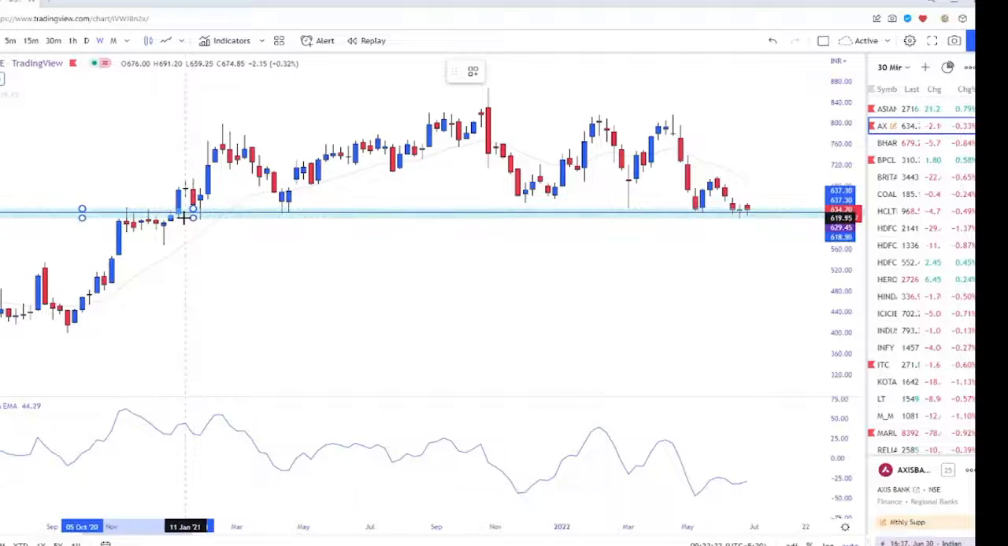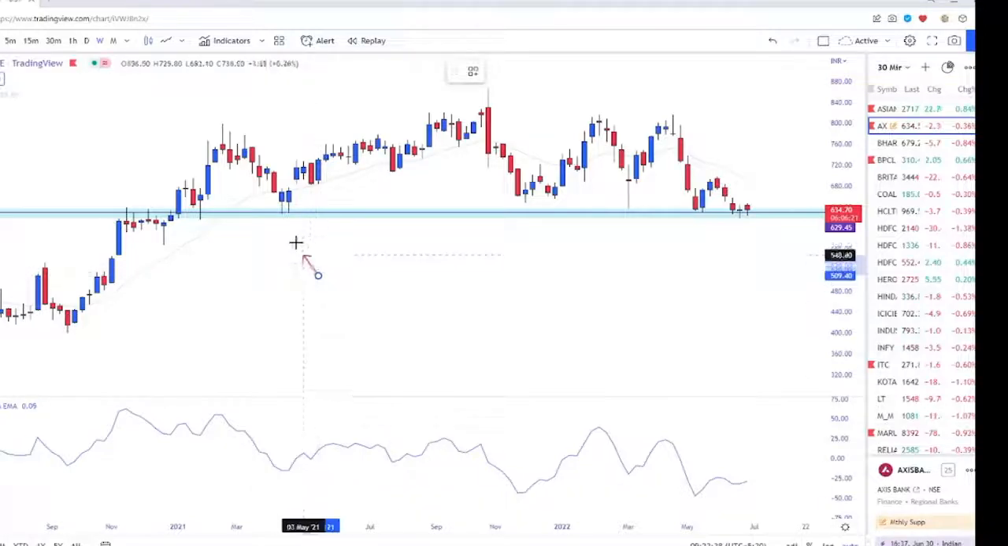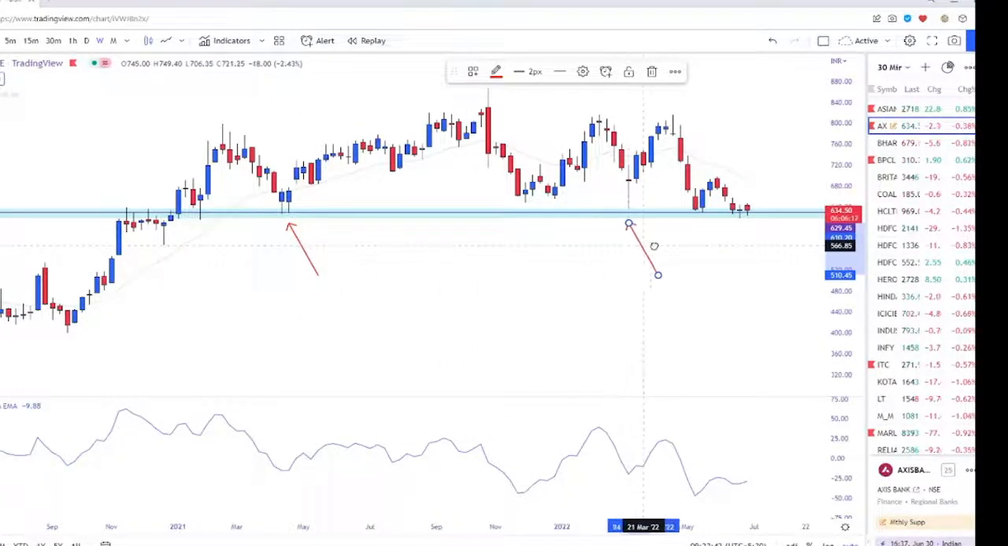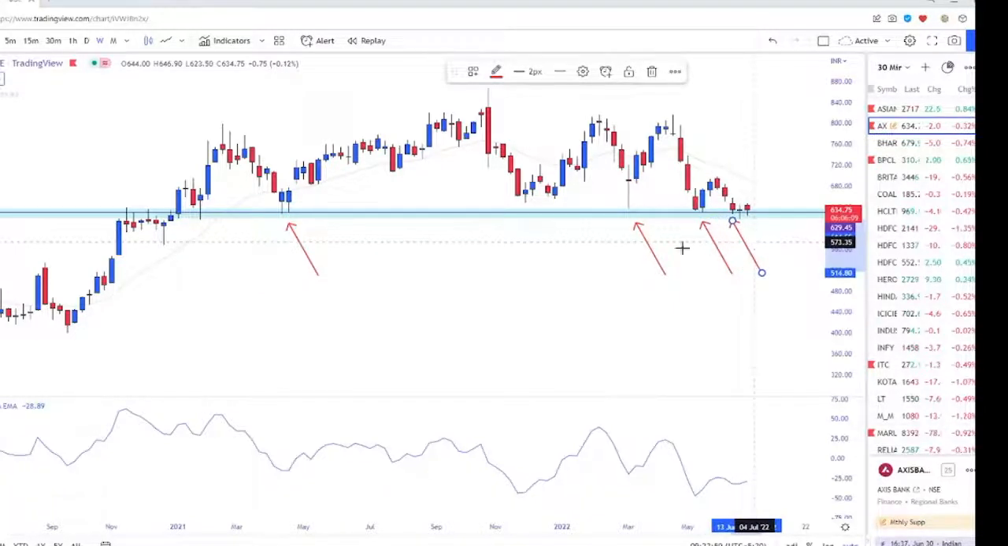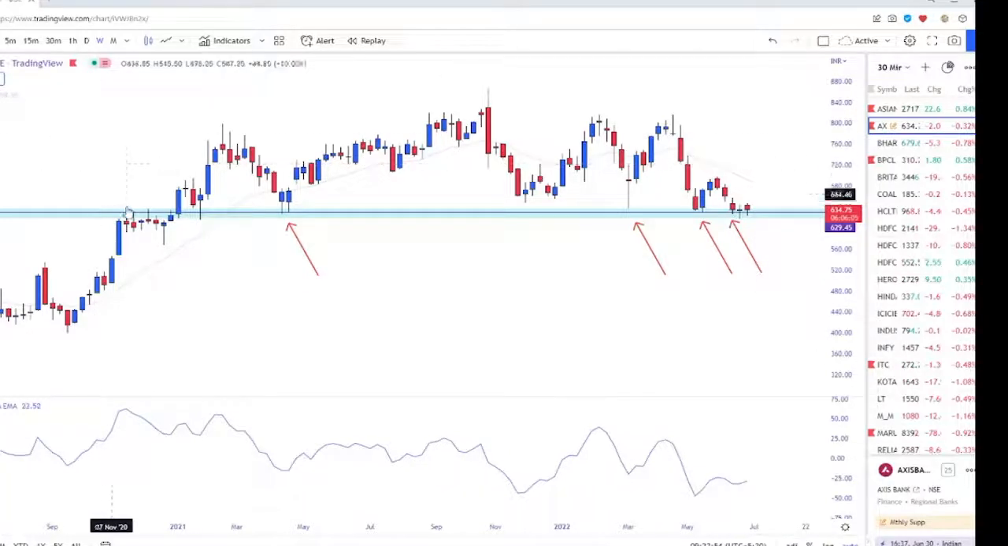much more weightage. As you can see, here is the support or the zone of interest, I would say. And why it is, because we can see some rejection right at that point once, and then a second time, and then also a third time, and this is the fourth time it is coming here. So it shows that the buyers and sellers get activated at this zone.